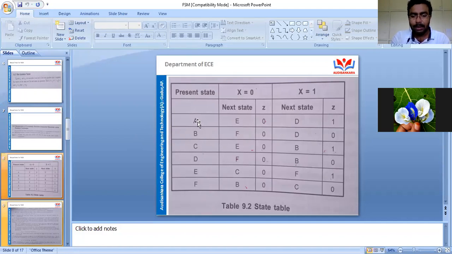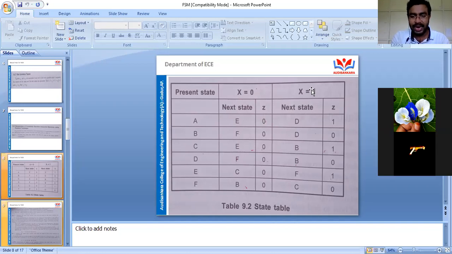Then tell me, students, what is the next state and output for state A when input x is equal to 0 is given? Next state is 0, output is 0. Then what is the next state when I'm giving x equal to 1 for state A? Next state is D, output is 1.